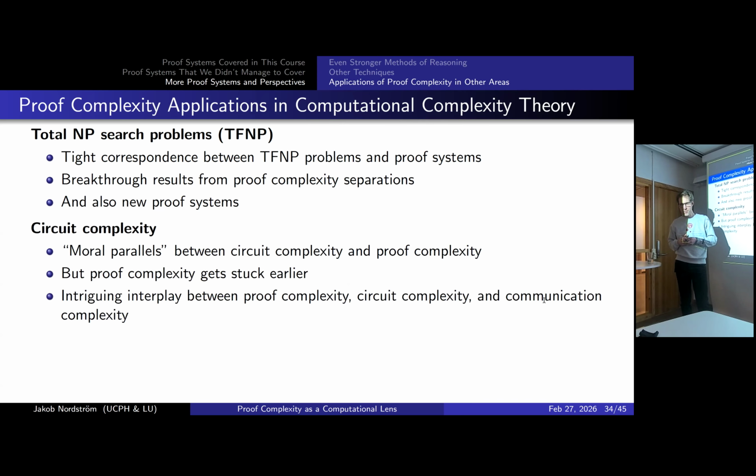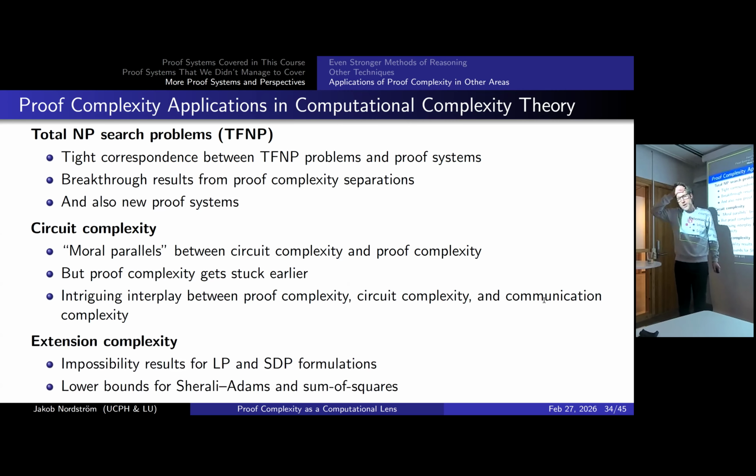I already talked about circuit complexity, that there are moral parallels, but proof complexity gets stuck earlier than circuit complexity. Recently, I think there's this interesting three-way connection, which I think you saw also in the cutting planes lecture, where you're asking proof complexity questions, circuit complexity questions, and communication complexity questions, and lifting theorems somehow answer all of these. And so there's a three-way feedback loop between communication, circuit, and proof complexity, which is quite interesting.